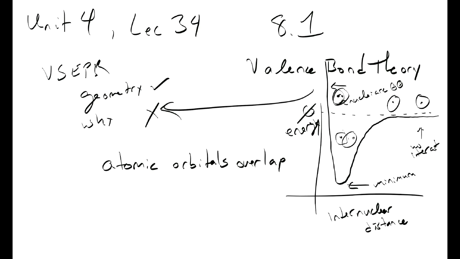And more overlap is better. So what this graph over here on the right is telling us is that you're striking a balance between the happiness caused by overlap versus the sadness caused by getting the nuclei too close together. So the best sorts of overlap, okay, so great overlap is between two s orbitals, or an s and a p sub x, or p sub x and p sub x.